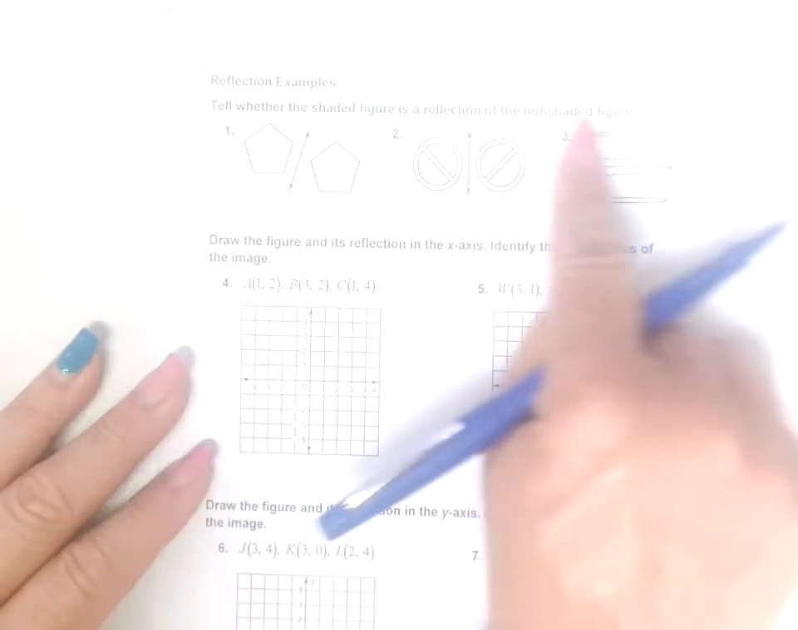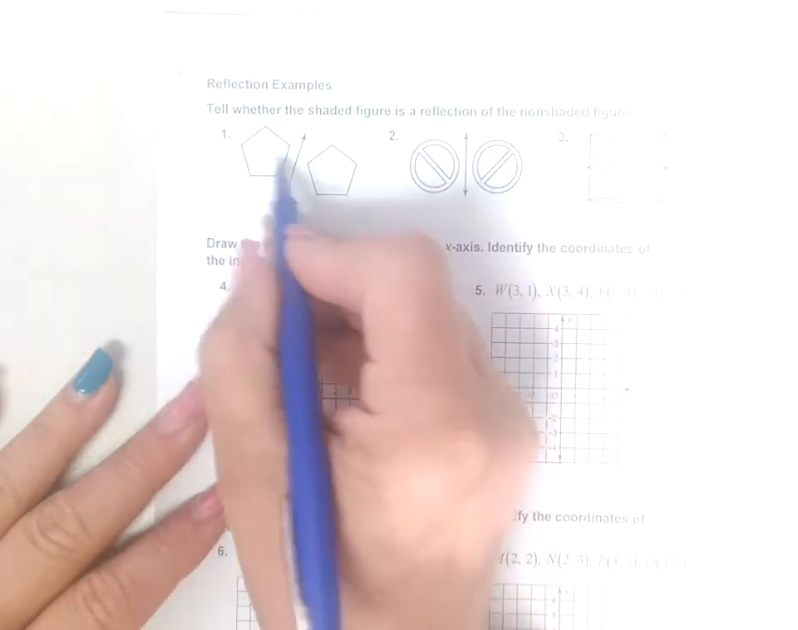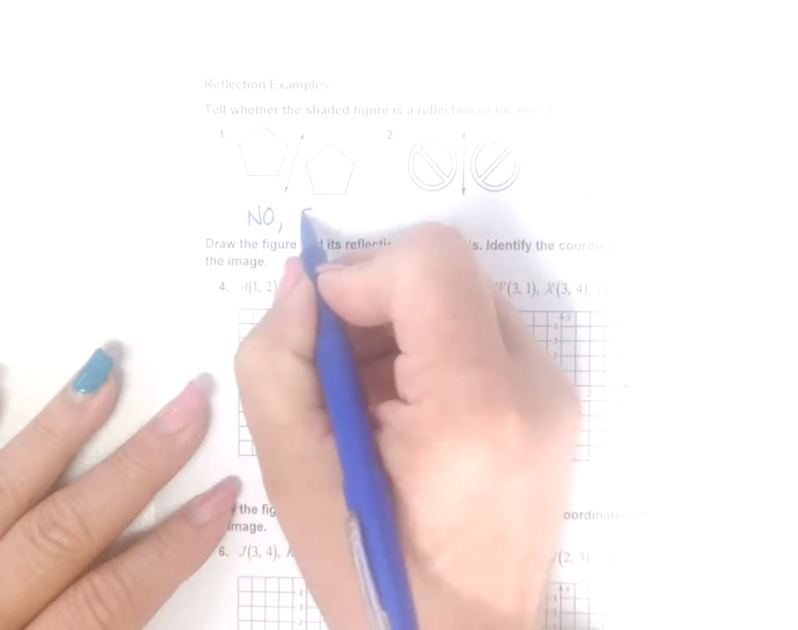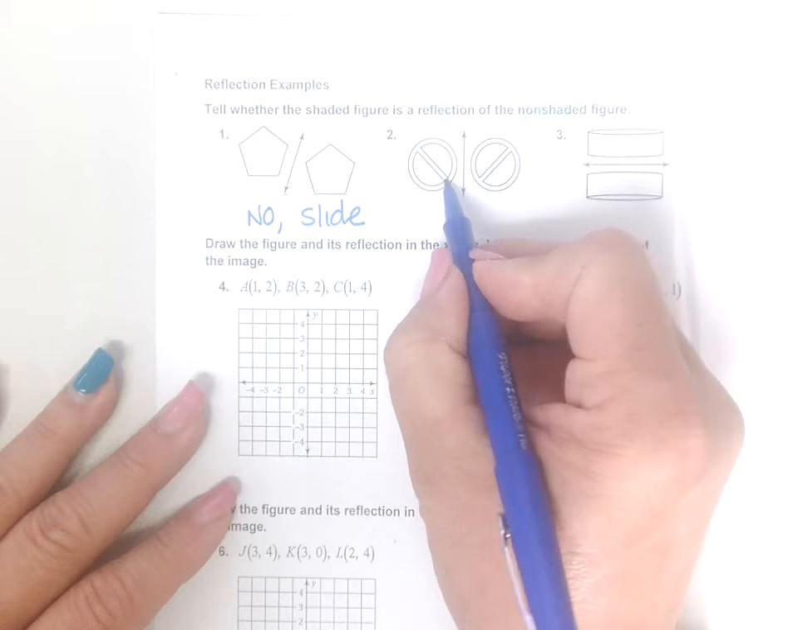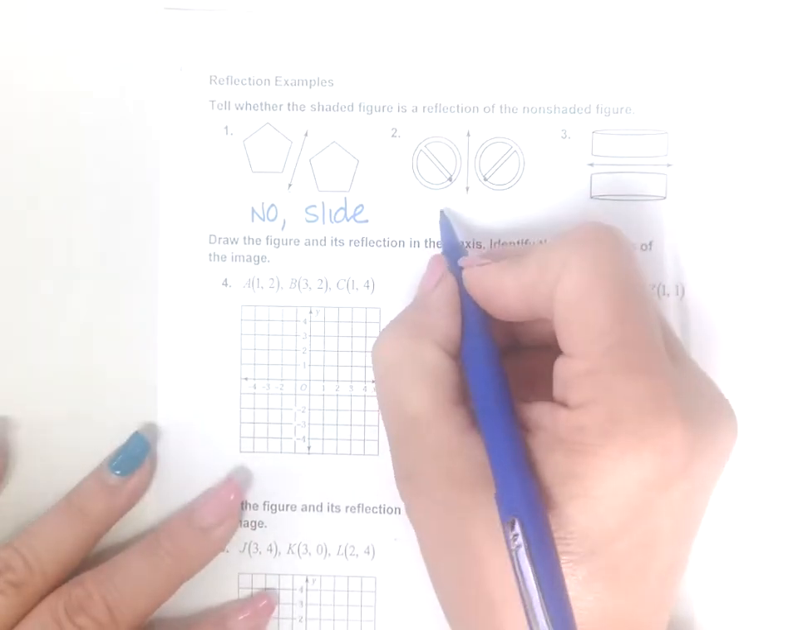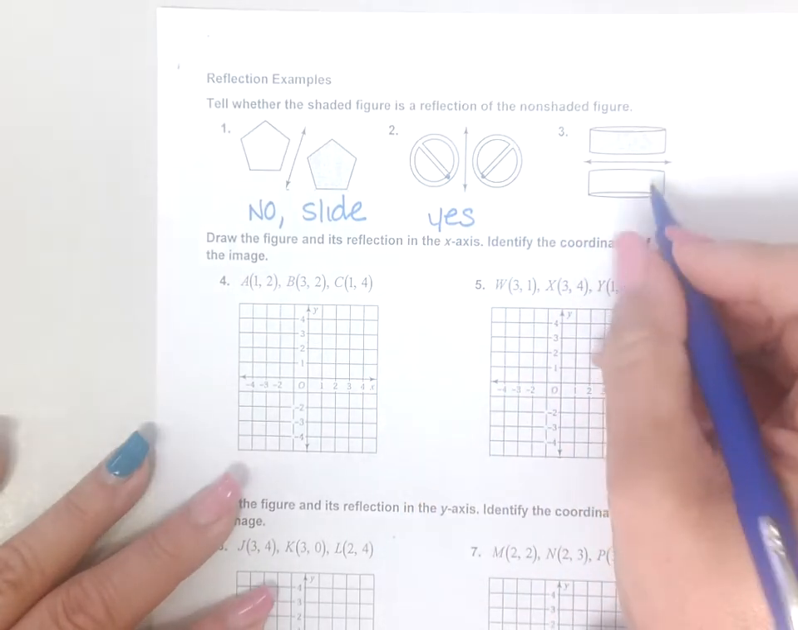All right, so deciding whether or not the shaded figure is a reflection of the non-shaded figure. This one looks exactly the same, just in a different location, so that is not a reflection, that is a slide or a translation. So I take 1 point, make sure if I folded it, it would hit the same exact point. It looks like a mirror image. Then that one is a yes, a reflection.